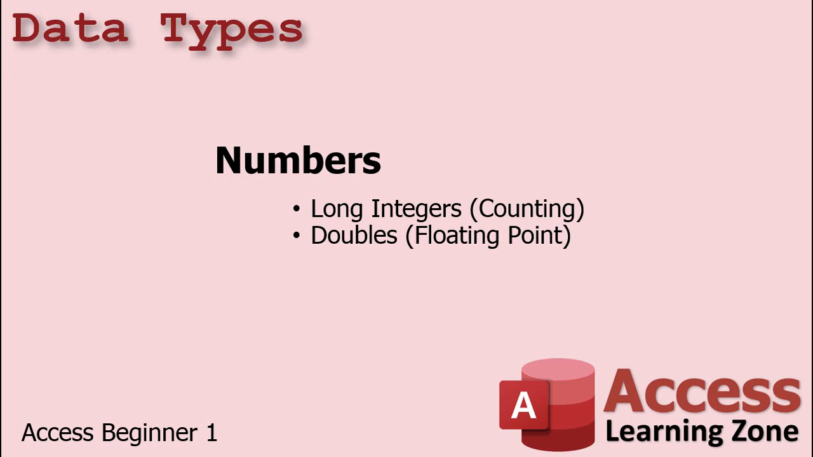How many gallons of gas did you put in your car? 10.5, that's 10.5. We're going to put it in a double. How many children do you have? 5, that's a long integer, okay? Two types of numbers I want you to focus on. Yeah, there's a whole bunch of other ones. There's byte, there's integer, there's single, there's decimal. Don't worry about all those for now. In future classes, I'll go over all the little nuances between them. But for right now, long integers for counting numbers, integers basically, doubles for floating points.